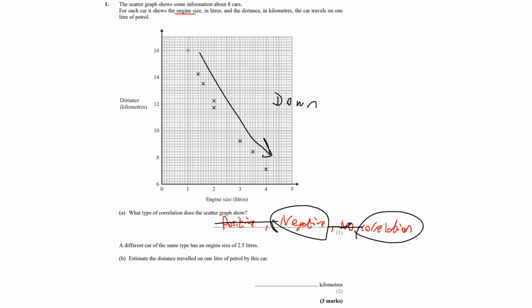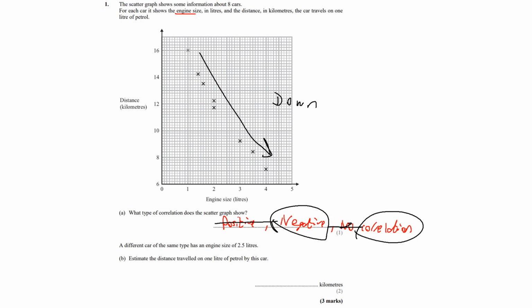Now, a different car of the same type has a 2.5 litre engine. So estimate the distance travelled on 1 litre of petrol by this car. The first thing we're going to do is draw a line of best fit. A general rule of thumb when drawing a line of best fit is we want the same number of points either side of the line of best fit, okay? So here we have 1, 2, 3, 4, 5, 6, 7, 8 cars, okay?